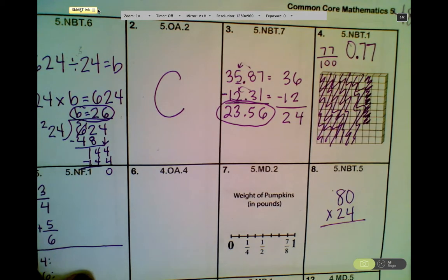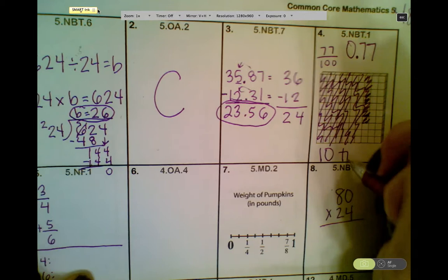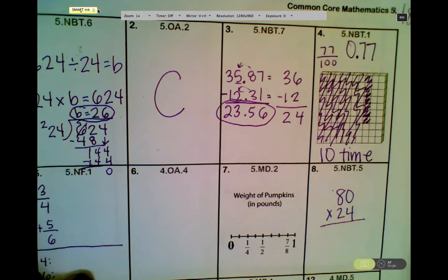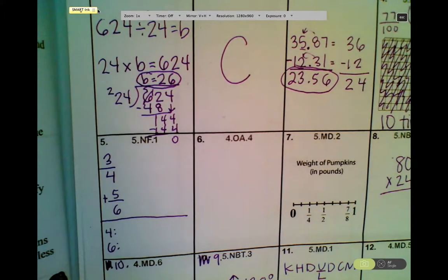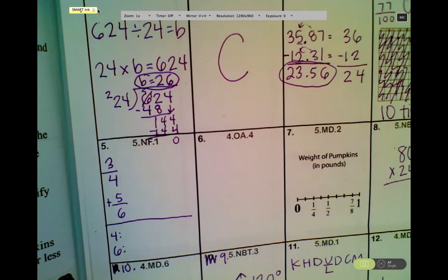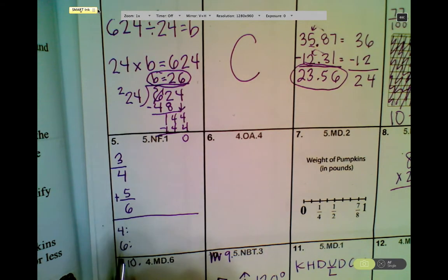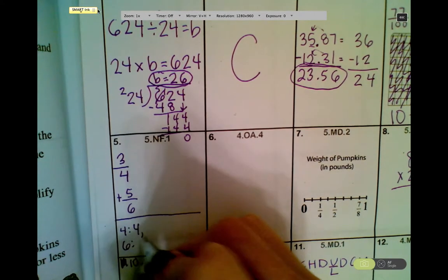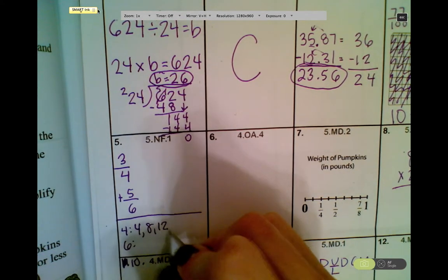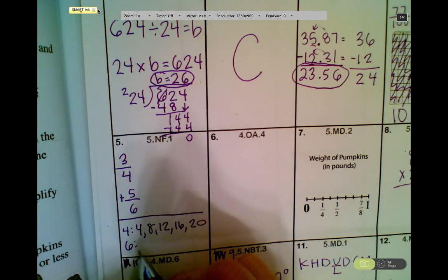7. And the value of the digit in the tenths place is 10 times more than the value of the digit in the hundredths place. Number 5 is adding fractions with uncommon denominators. The way to do that is you have to find the lowest common multiple. So I'm going to list first the multiples of 4. And then I'll list the multiples of 6.